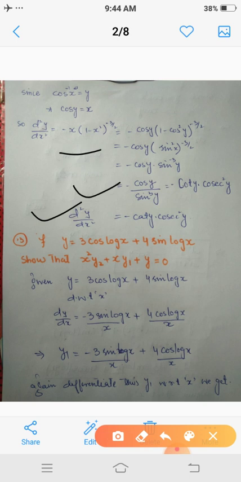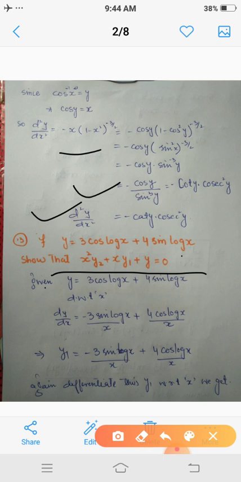Now if y equals 3 cos log x plus 4 sin log x, we have to show that x square y2 plus x y1 plus y equals 0. That is, y2 is the second order derivative, y1 is the first order derivative. So we have to differentiate this y with respect to x 2 times.